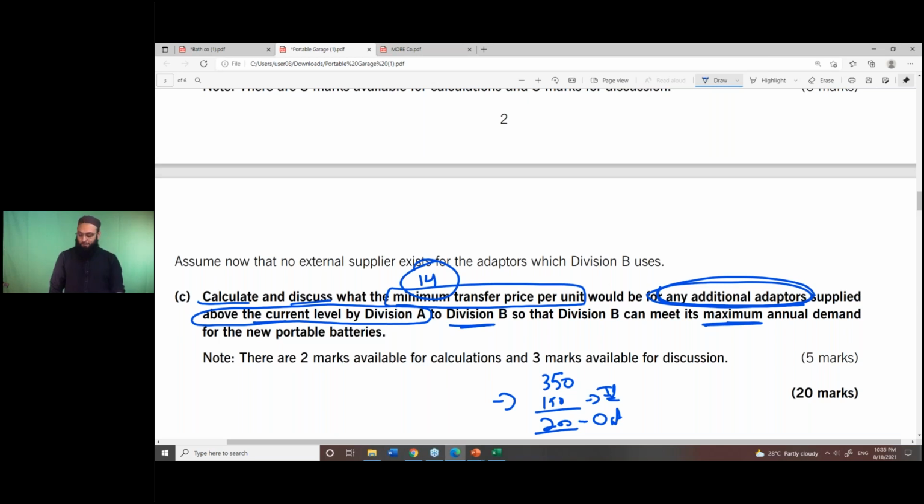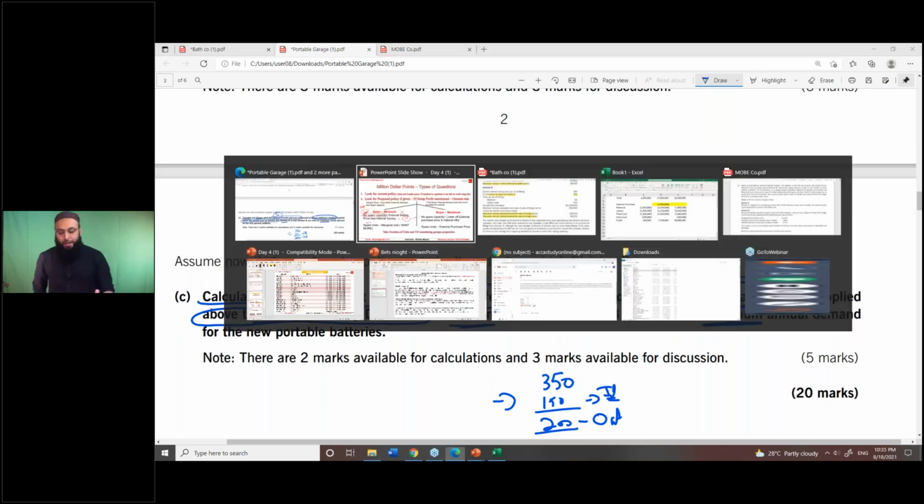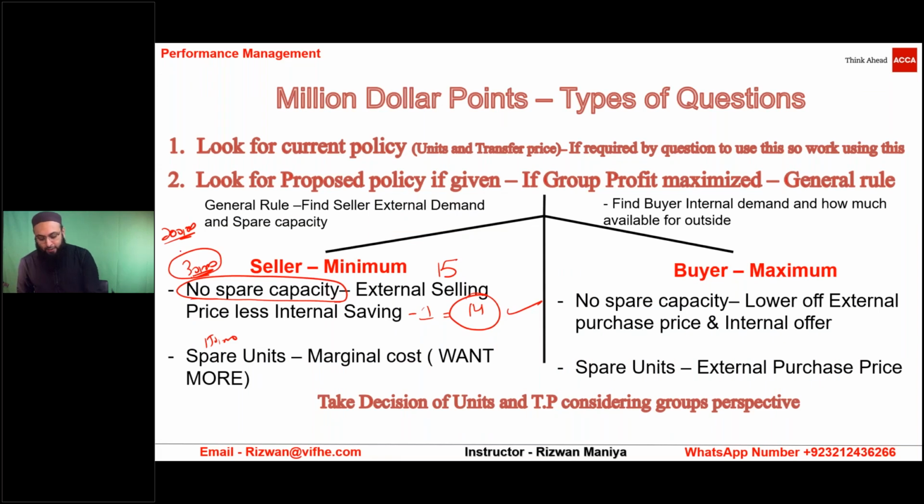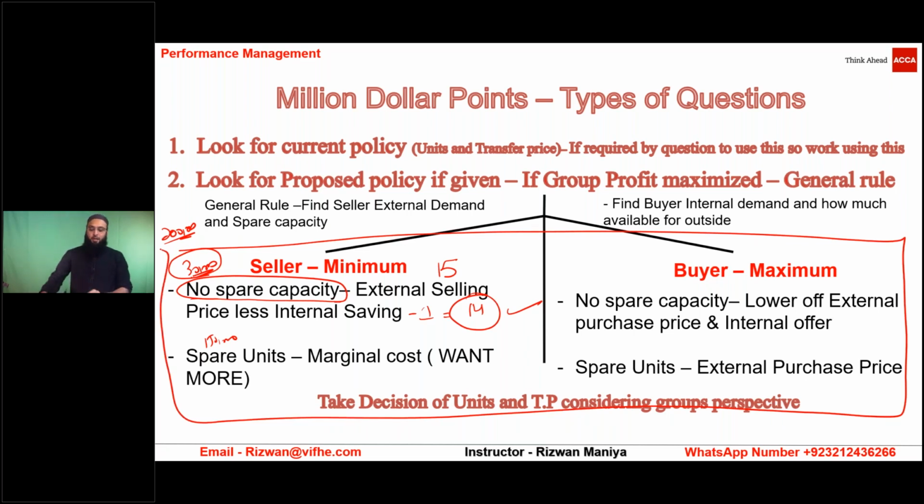Understood? How quickly through this you are able to find out. If you understand this game, when the question says profit maximization, general rule, this is what you have to keep in your mind. Whatever the examiner is asking, use this model in front of you and you will find out the answers. I'm sure you can do all the questions now. I'm sure.